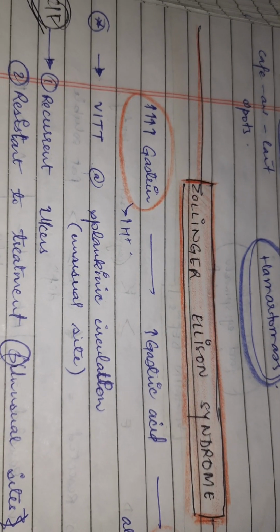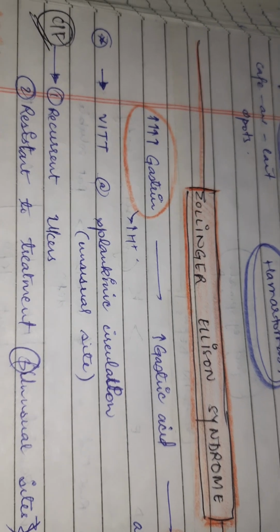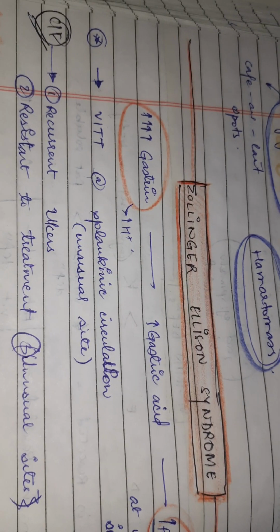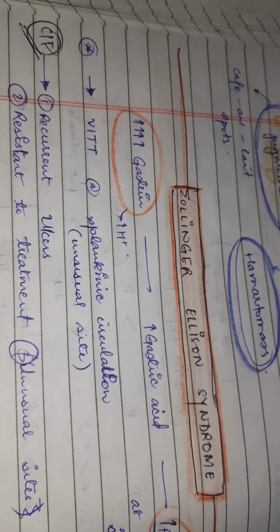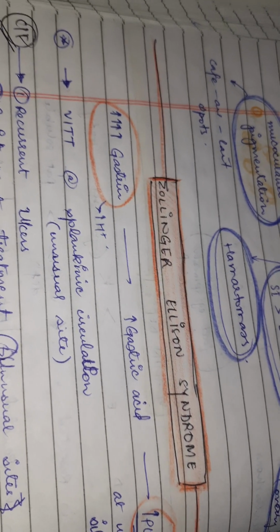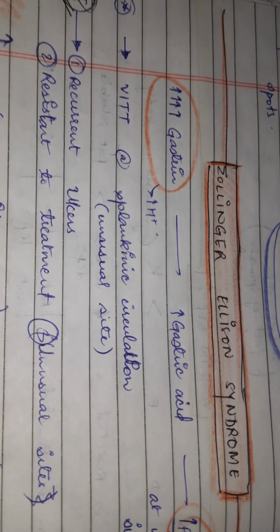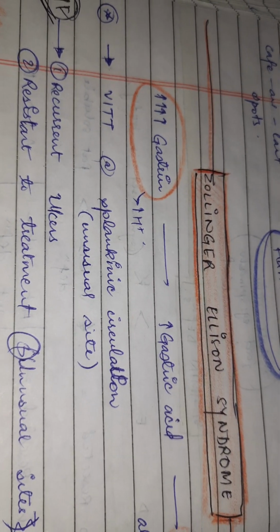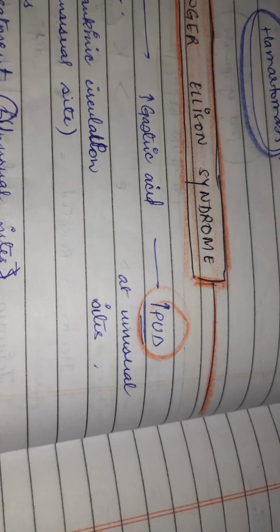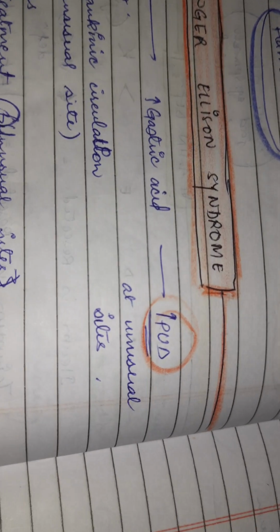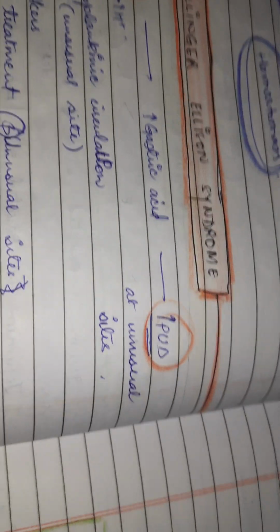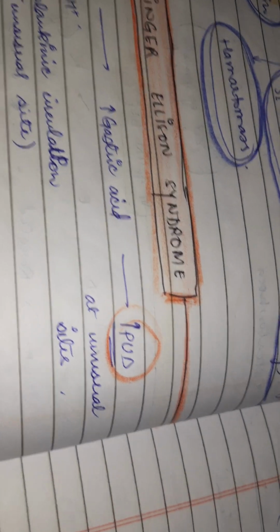Then Zollinger-Ellison syndrome. Here, gastrin release is very, very high. Gastrin is released by G cells. G cells secrete high gastrin, due to which there is a high acidic environment and H plus ions. Increased gastric acid is there, due to which an increased number of peptic ulcers occur at unusual sites. Unusual site is the key term.